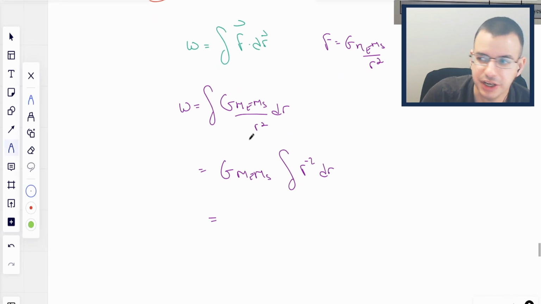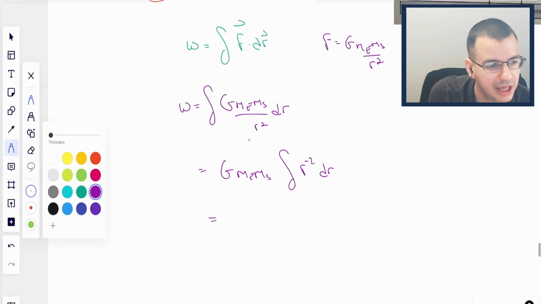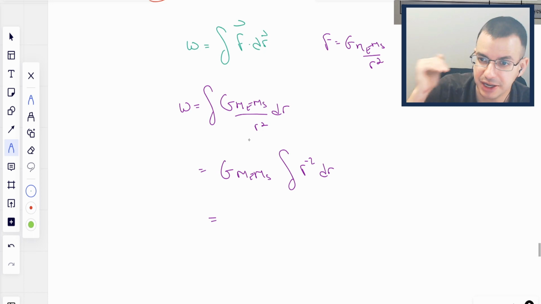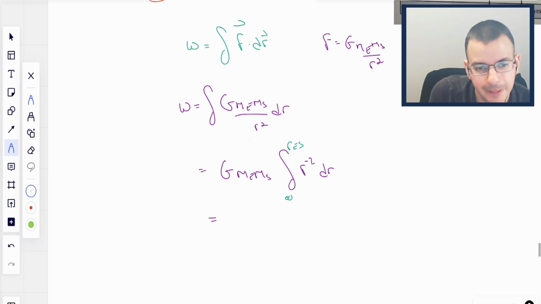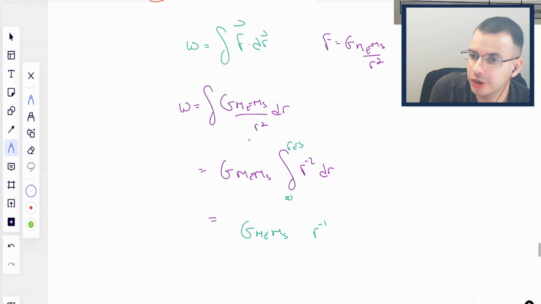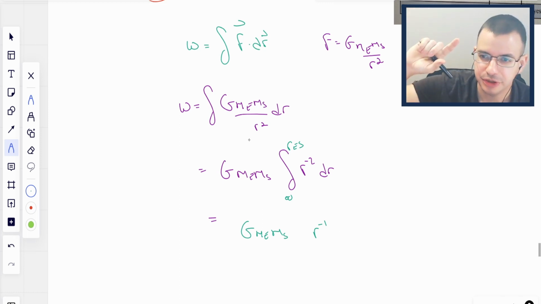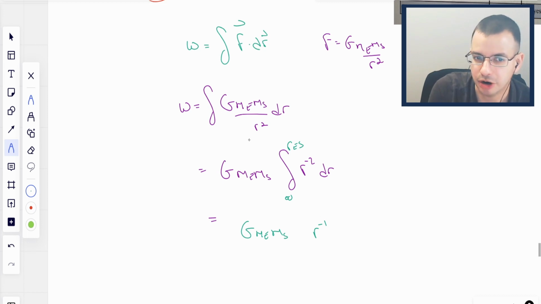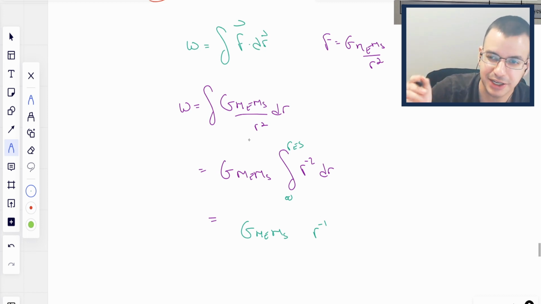Taking the integral of R to the negative second, just the power rule. So we're going to add 1 to the exponent and then divide by that. Oh, probably should put in, we're going to go from infinity to radius Earth Sun. So G, mass of the Earth, mass of the Sun, R, negative 2 plus 1 is negative 1. And I converted the R squared on the bottom to R to the negative 2 on top. You can flip the exponents from top to bottom. When you do that, you just flip the sign of the exponent. So those two are the same: 1 over R squared, and R to the negative second.